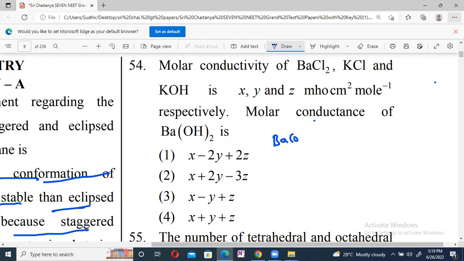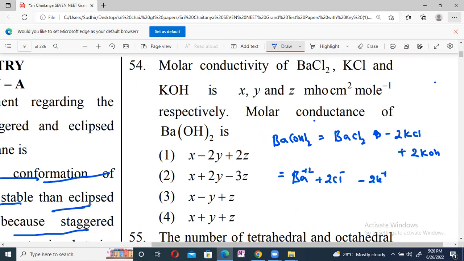So the molar conductance of Ba(OH)2 is equal to. We want barium, so we wrote here barium chloride. We don't want chlorine, so you should take out 2 KCl from here. Then minus of 2 KCl means plus of 2 KOH you do. Barium chloride means Ba2+ and 2Cl-, minus of 2K+ and minus of 2Cl-, plus 2K+ and 2OH-. See here, Cl- cancels, K+ cancels. One barium and 2 OH ions are left.